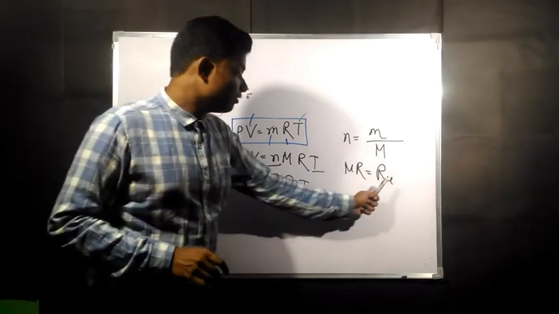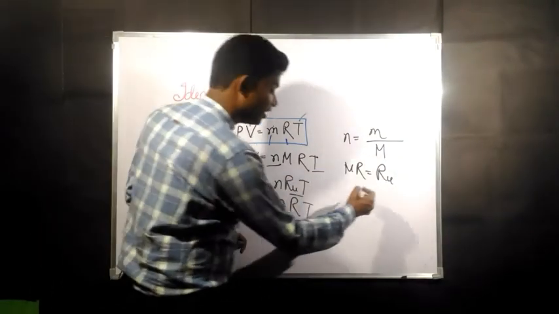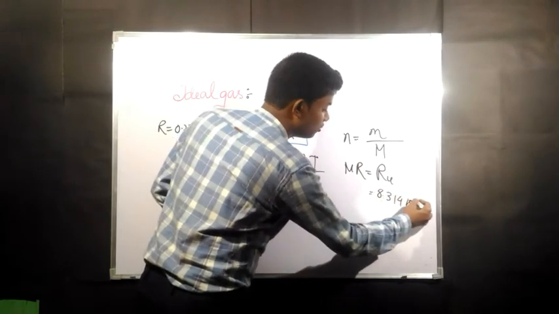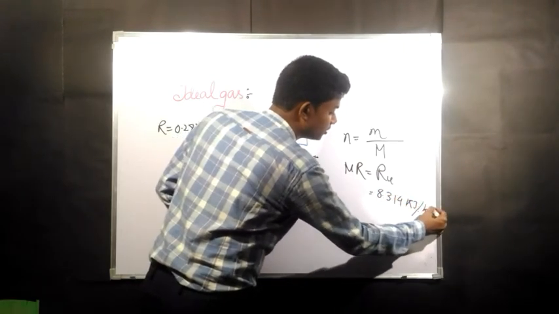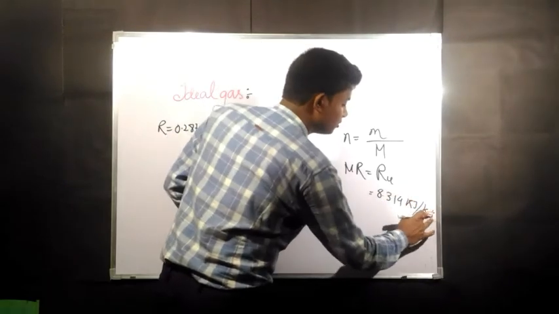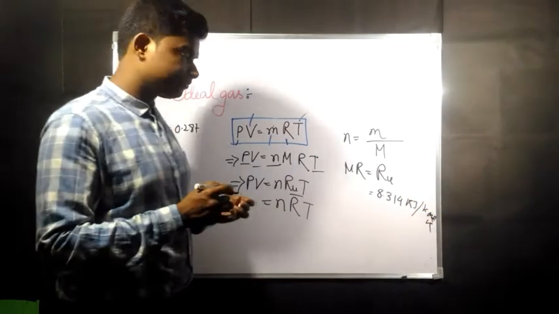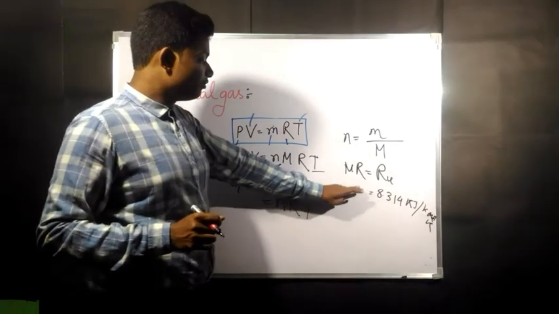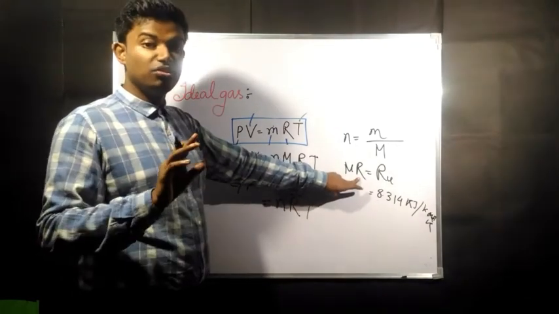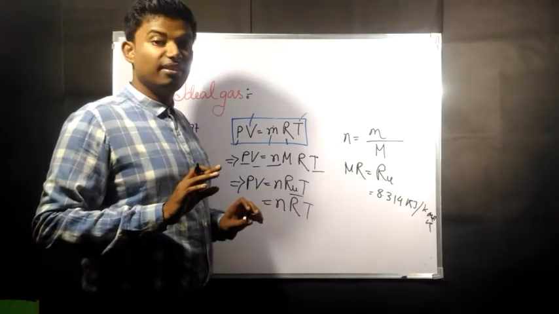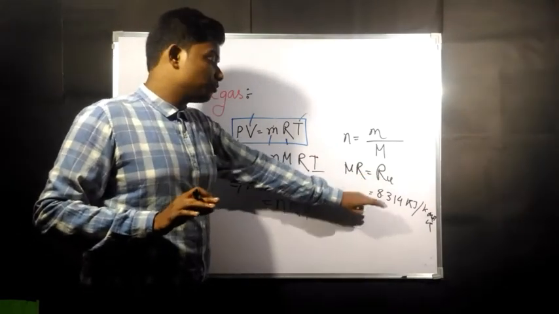So this Ru is going to be constant for every gas, and this value is going to be 8.314 kilojoule per kilomole Kelvin. Now if you are to find any R value, suppose we need to find the R value of air, you can always take Ru as 8.314.